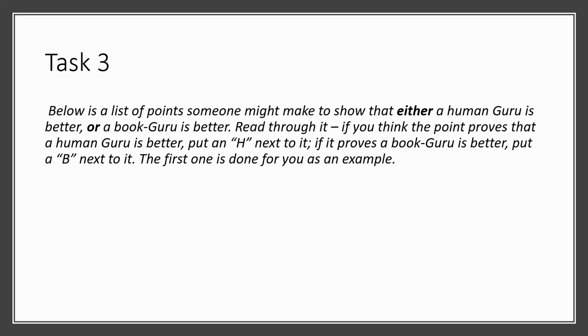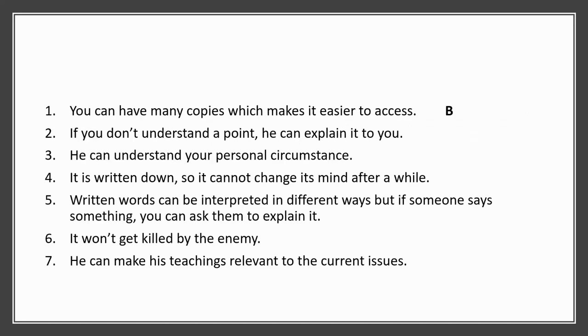Then depending on your answer, you might make either one half of these points or the other half of these points. So each one of these points is in support of a book guru or a human guru. Read through it. If you think the points prove that a human guru is better, then put an H next to it. If it proves that a book guru is better, put a B next to it. And I will just talk you through the first one as an example.